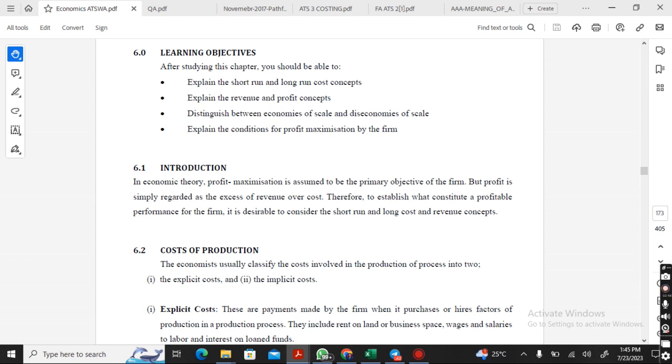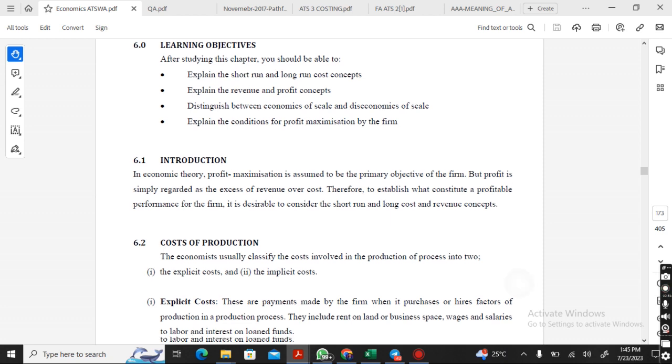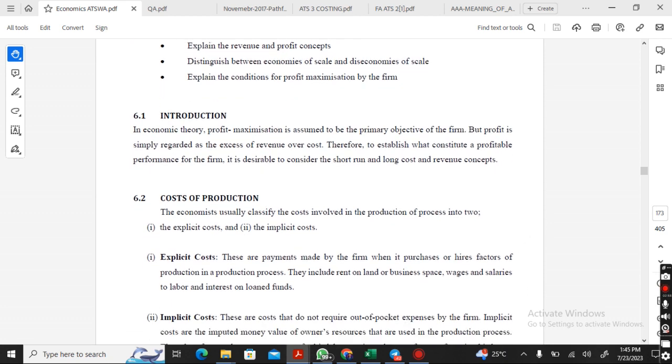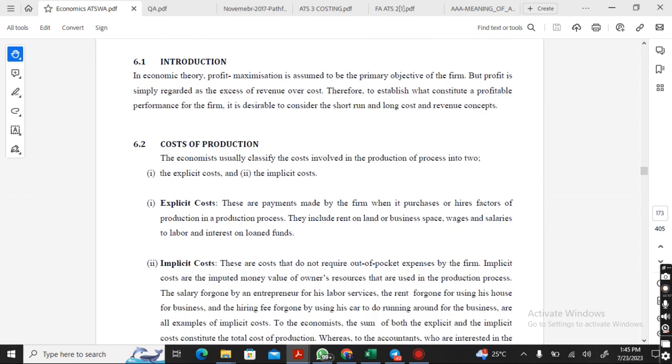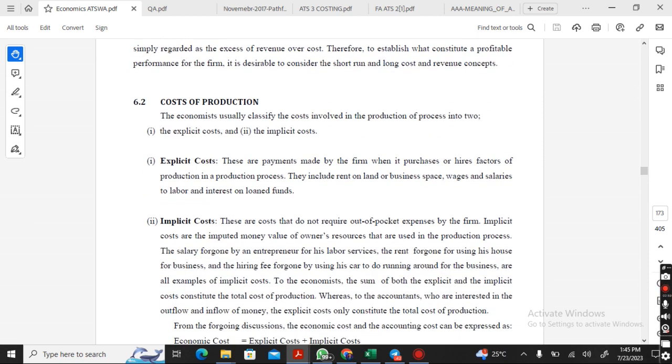Therefore, to establish what constitutes a profitable performance for a firm, it is desirable to consider the short run cost and the long run cost. So let's look at the cost of production. In this regard, we have explicit cost and implicit cost. Let's look at it very well.